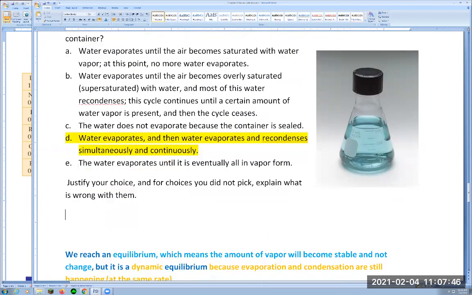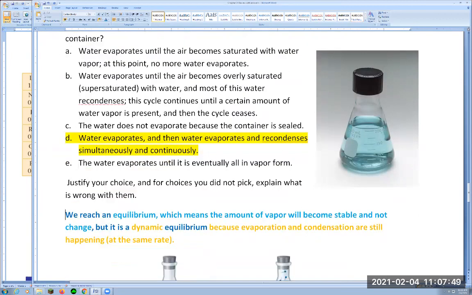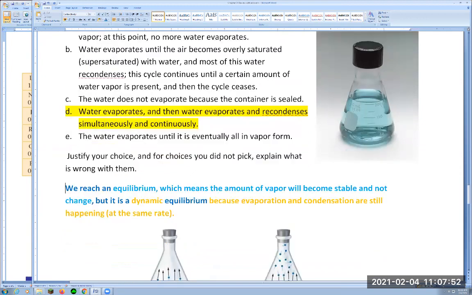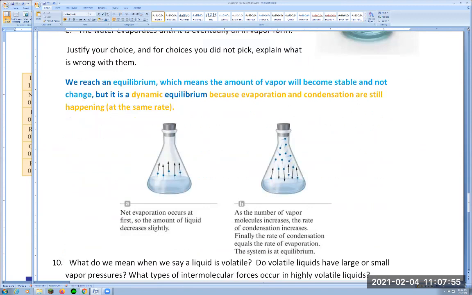And so I have an illustration here to really help you understand this. So water evaporates, and let me show the whole thing here. If you look at the schematic here, A, once you have put some water and put the cap on, you will have a net evaporation occurring at first. Because at first there is no water vapor, so only evaporation occurs. So that's why the sentence was saying, water evaporates. So the amount of liquid decreases slightly. Usually it's barely visible.